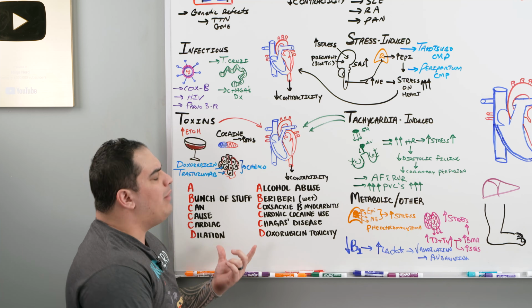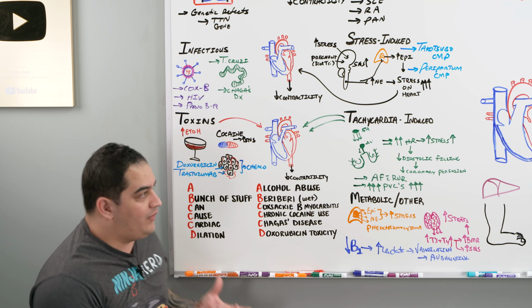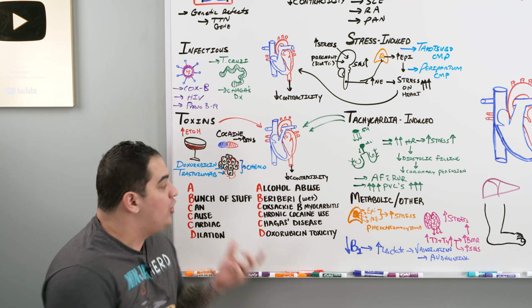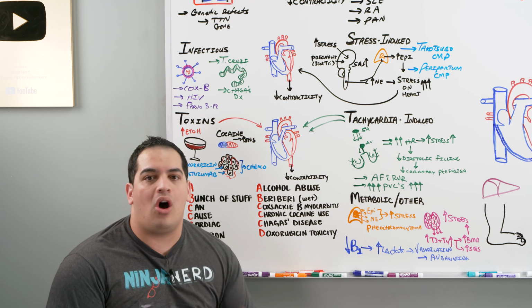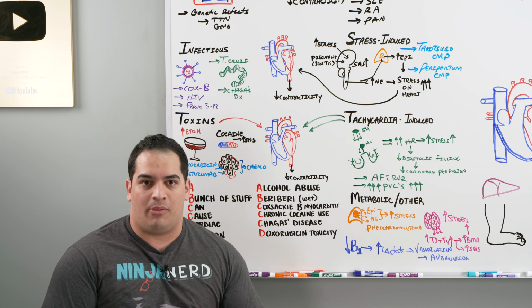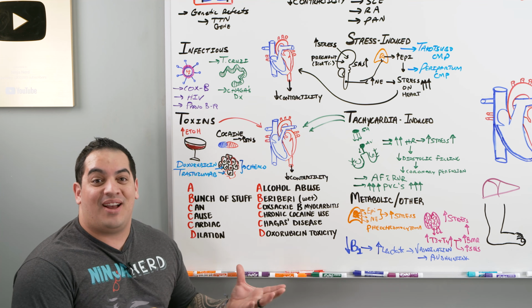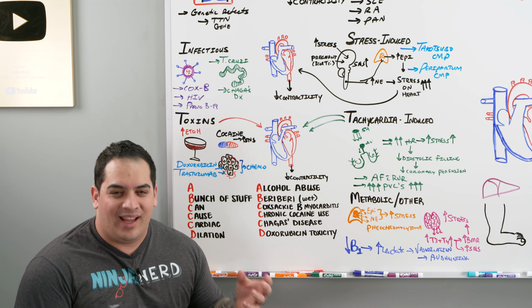So, I want you to remember this particular mnemonic. If you don't remember all of these things, that's okay. Don't forget this mnemonic to remember the most important causes of someone with dilated cardiomyopathy. And that is: a bunch of stuff can cause cardiac dilation. And I'll explain what I mean.